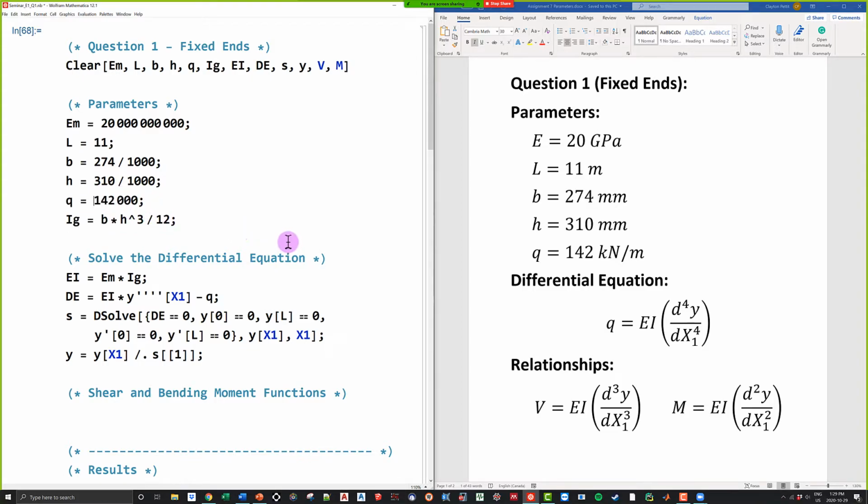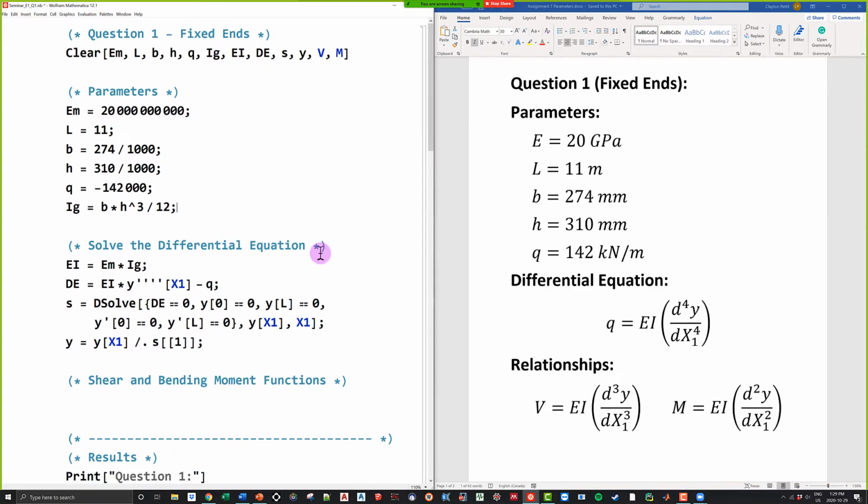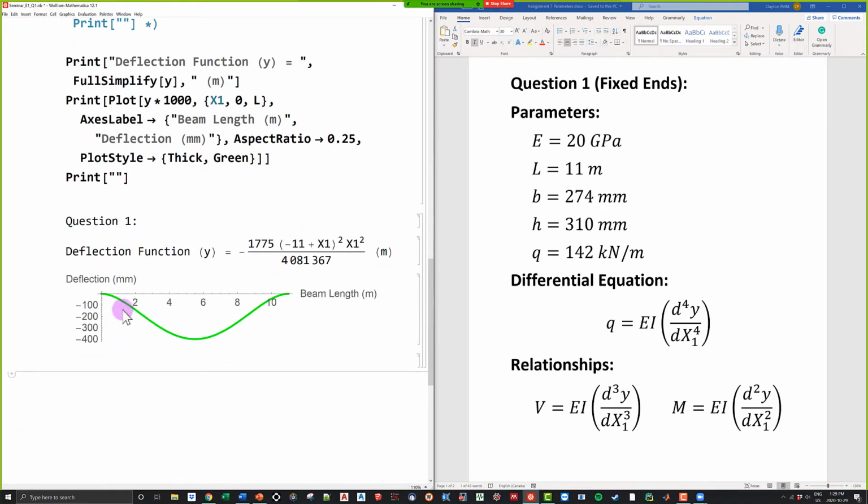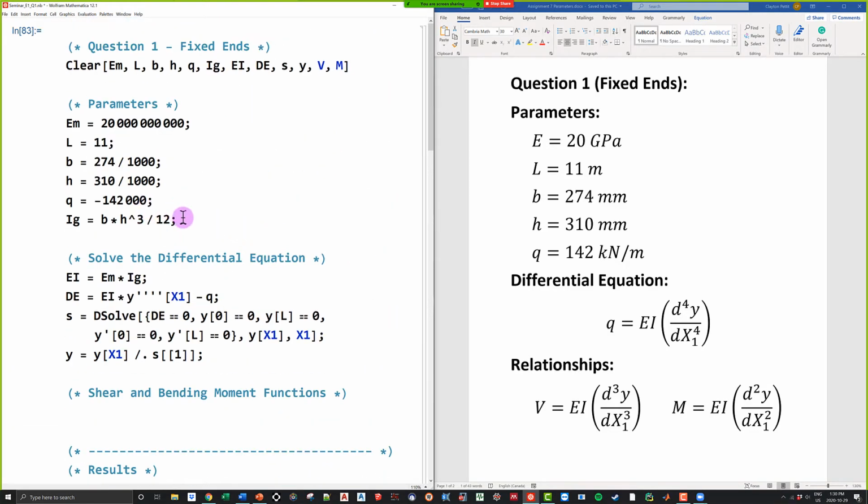You guys think that Q should be negative? What happens if I put a negative? Let's just go negative and let's go enter. Is this the correct deflection now? Yes. So what happens is that Q, if we look at how we define things, our x2 axis is pointed upwards, but of course, our Q, our distributed load, is pointed downwards. So that's why we actually have a negative Q, because it's a downwards distributed load.